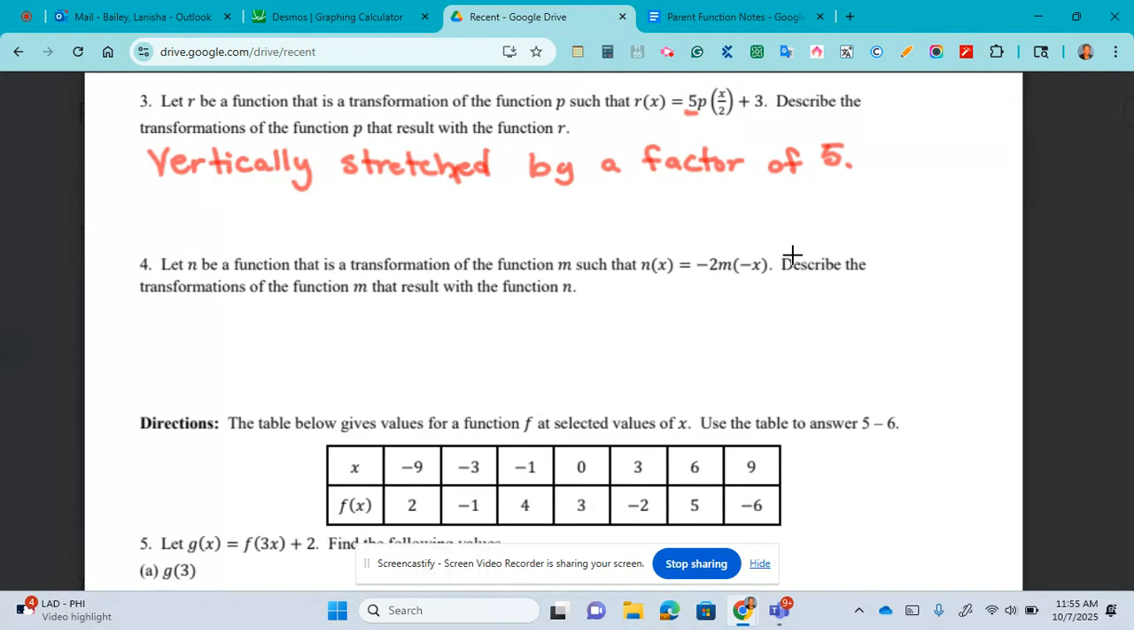What's going on inside the parentheses? X divided by 2. Yes. Because the x's lie. It looked like 1/2, but we're going to flip it because the x's lie. So that's a horizontal stretch by a factor of 2.